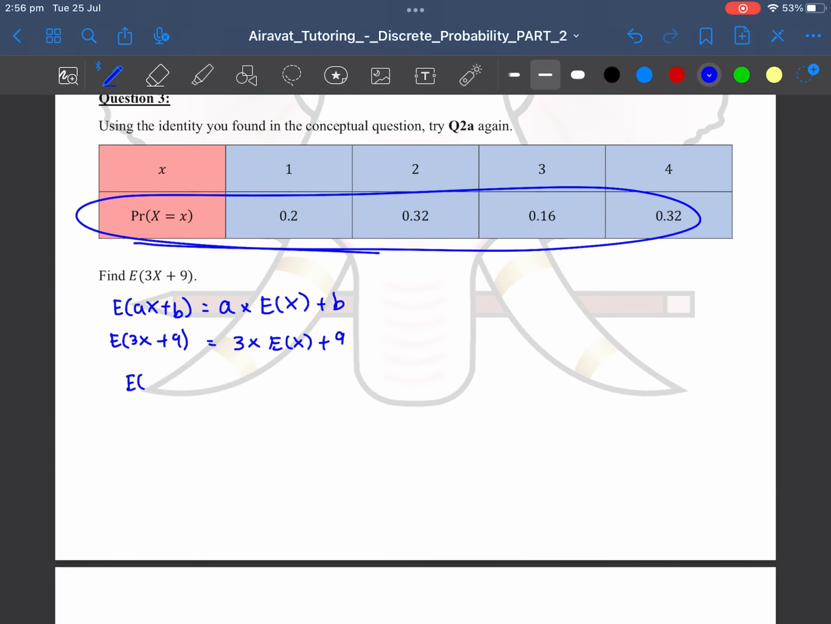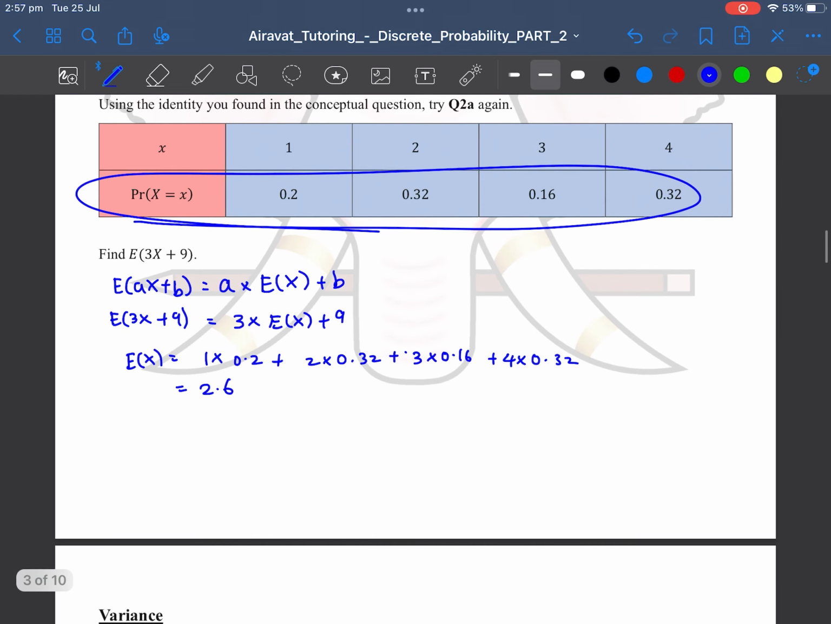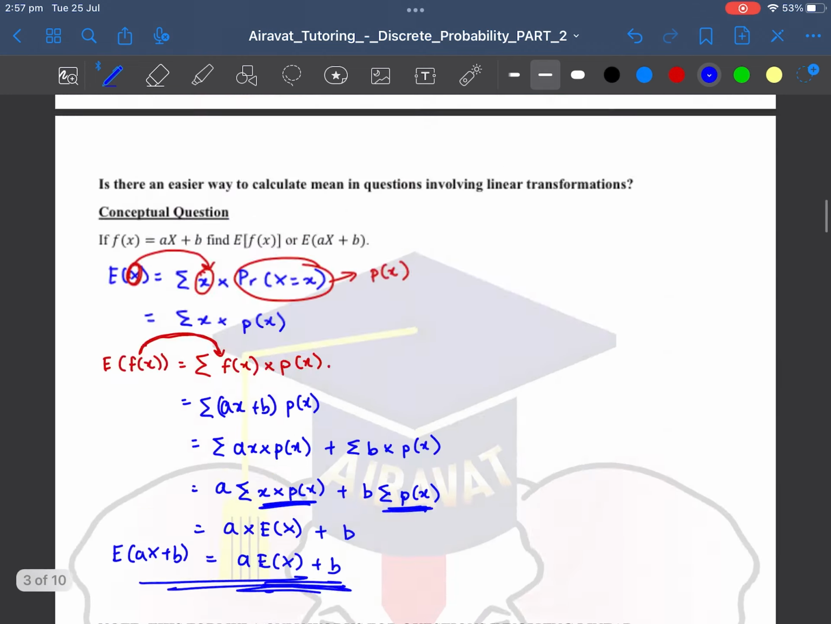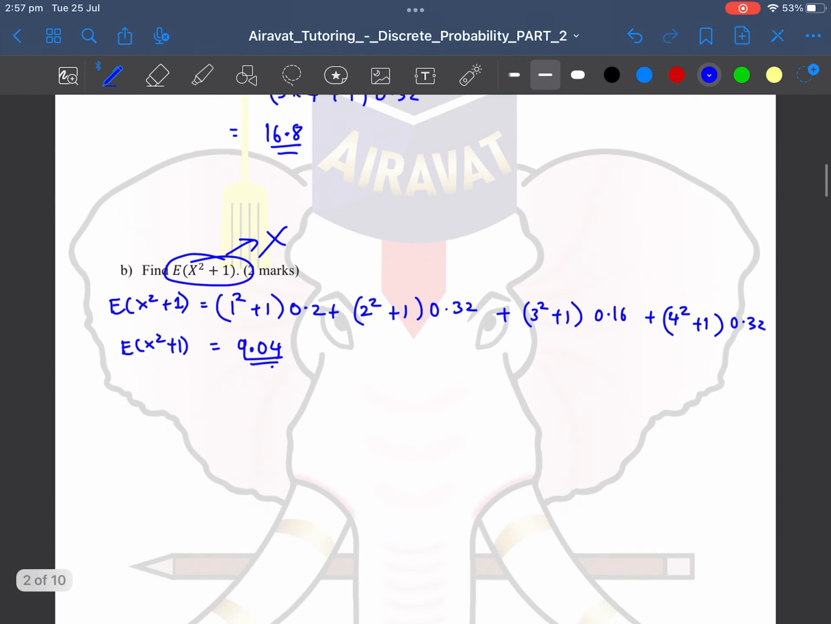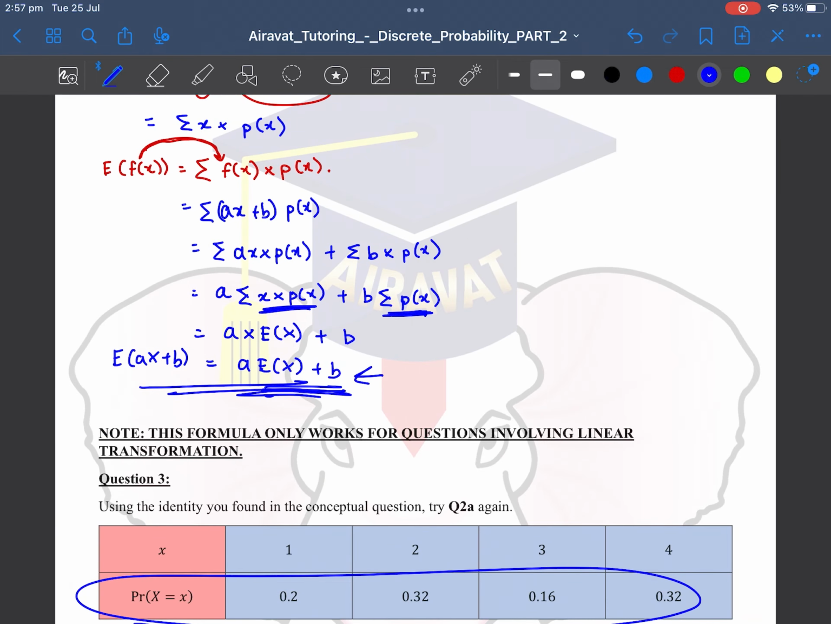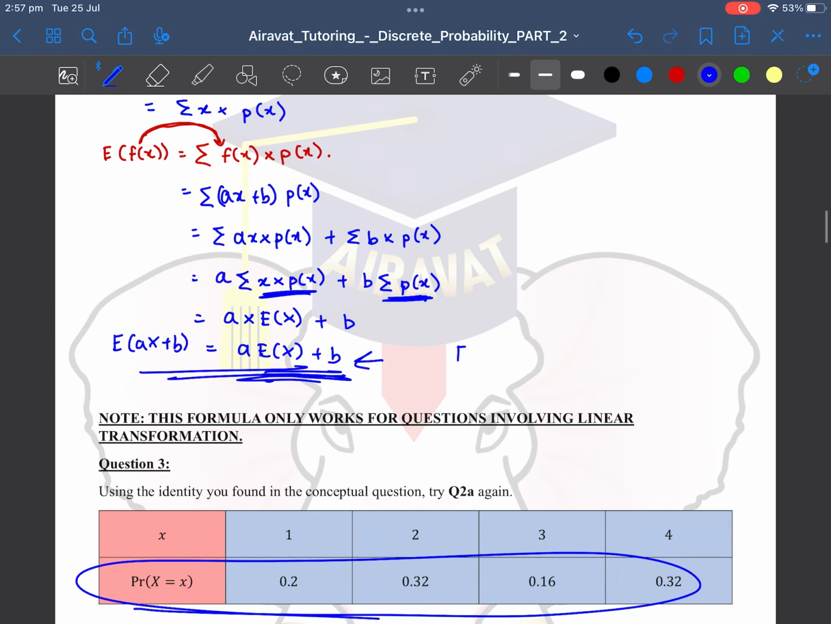How do we do that? Well, E of x is going to be 1 times 0.2 plus 2 times 0.32 plus 3 times 0.16 plus 4 times 0.32, and that would give you an answer of 2.6. Now we simply substitute that in, so E of 3x plus 9 is going to be 3 times 2.6 plus 9, which is going to be 16.8. So as you can see, same answer as the method we did before. So this identity can make your life a lot easier sometimes when the numbers look messy, like who is going to bother doing 22x plus 101?